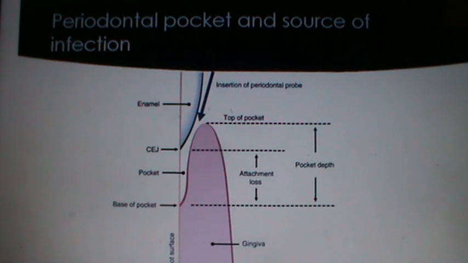As we all know, the gums are attached to the tooth surface, and if there is a deepening of this attachment, which is known as the pocket, there is an increase in the number of microorganisms present in the pocket, and these may go into the bloodstream, which may result in some systemic diseases.